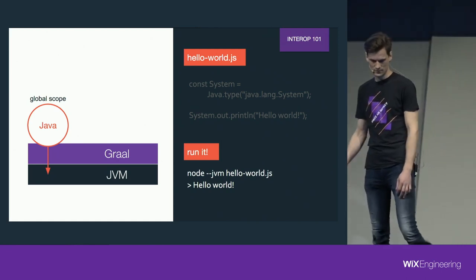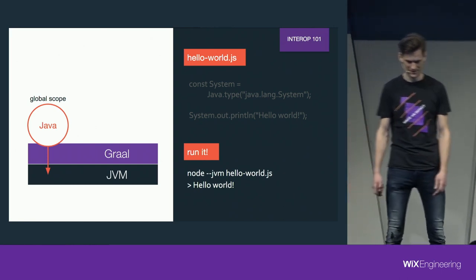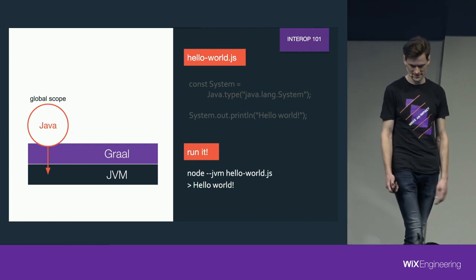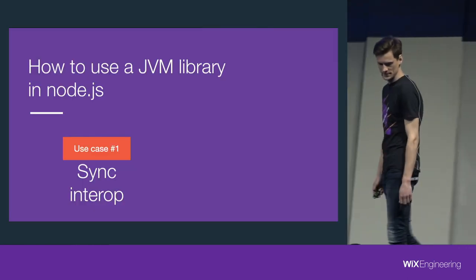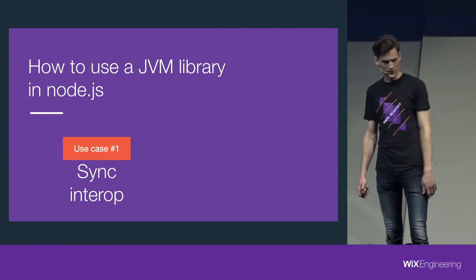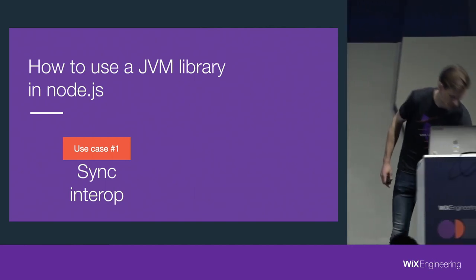I mean, this is nice, but it's nothing too special. We could just console.log this. But we'll later on see some more interesting examples. So for our first use case, we'll try to do some synchronous interop.